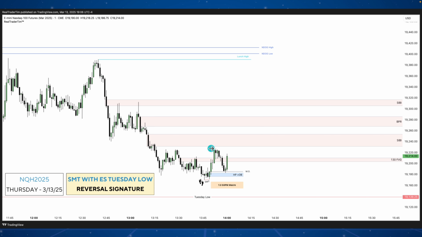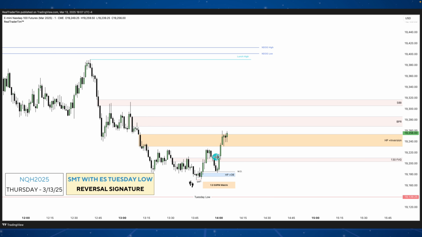So after we see the algorithm refer below macro opening price to a high probability PD array, and it closes back above, I should say, that 130 fair value gap, the first fair value gap after 1:30 p.m. Eastern Time, then we want to see it function like this in support of price. Okay, so what are we doing now? If we see reversal signatures, possible entry here, possible entry here, another entry here.